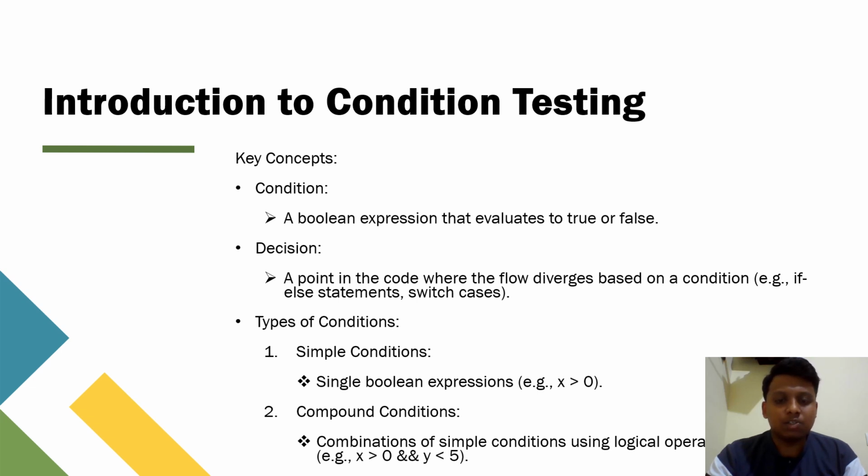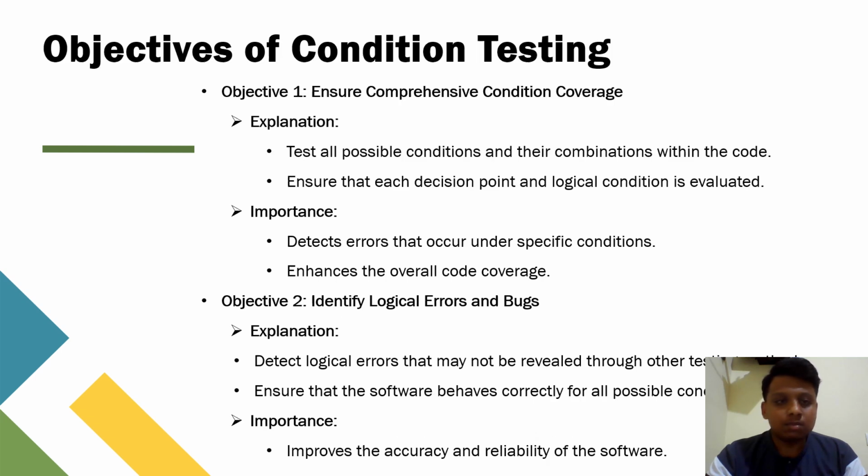Now let us look into the key concepts of condition testing. Condition: a Boolean expression that evaluates to true or false. Decision: a point in code where the data flow diverges based on a condition, such as an if statement, switch statement, or all types of loops. Types of condition: simple condition and compound condition. A simple condition is a single Boolean expression, that is, x is less than or greater than 0, or like that. A compound condition is a combination of simple conditions with logical operations, that is, x is greater than 0 and also y is less than 5.